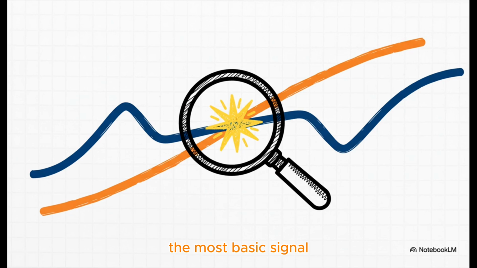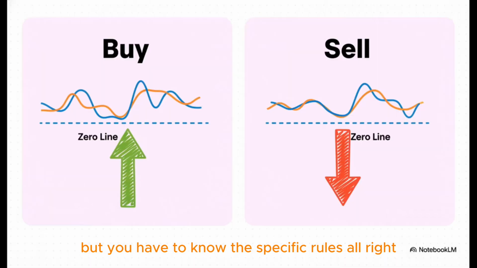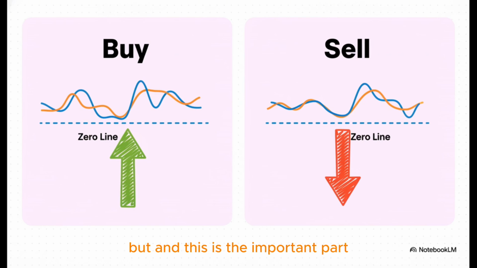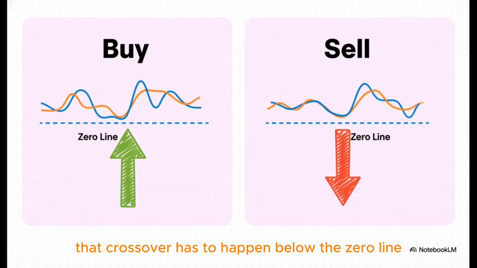So, how do you actually use this thing? The most basic signal everyone looks for is a simple crossover. It's the bread and butter of the MACD, but you have to know the specific rules. All right, listen closely. For a buy signal, you're looking for the blue line to cross above the orange line. But, and this is the important part, that crossover has to happen below the 0 line. For a sell signal, it's the exact opposite. The blue line crosses below the orange line, but this time it has to be above the 0 line. Why? Because that location tells you that momentum is just beginning to turn in your favor.